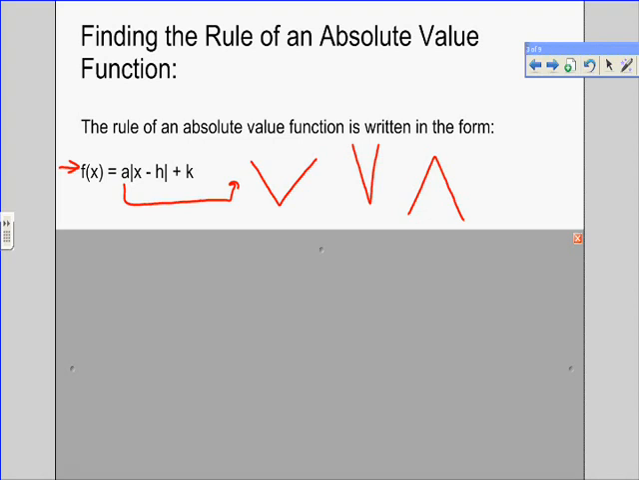So that value of a out in the front will affect the orientation of our graph, whether it's facing upwards or whether it's flipped upside down. And it will also affect the rate at which the y values are increasing as we move over in x.